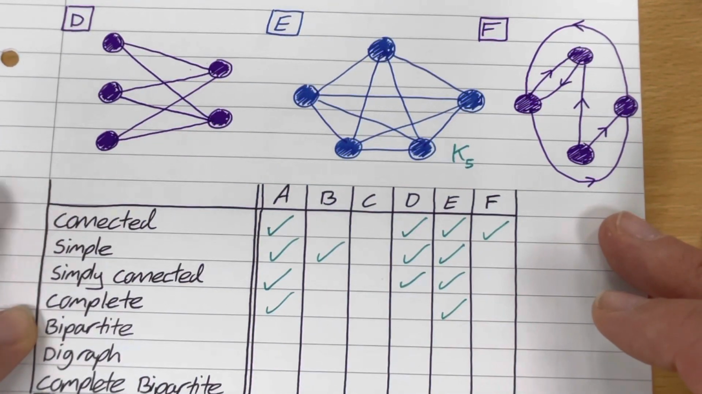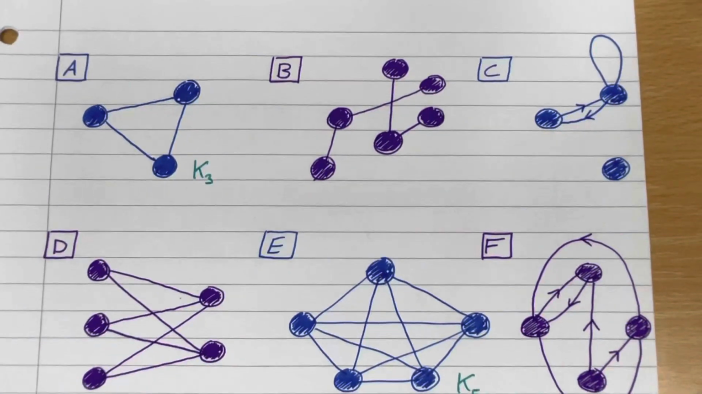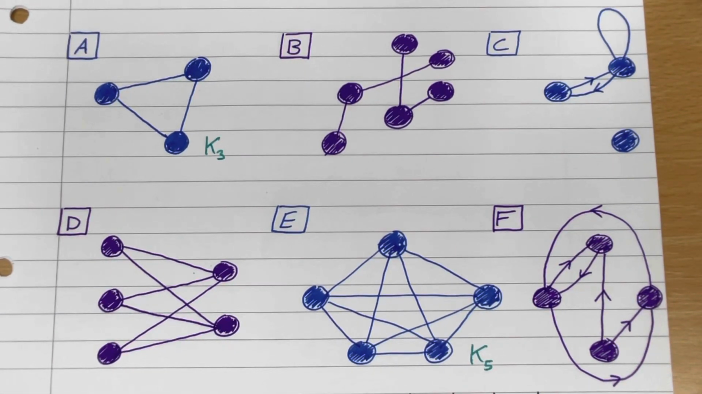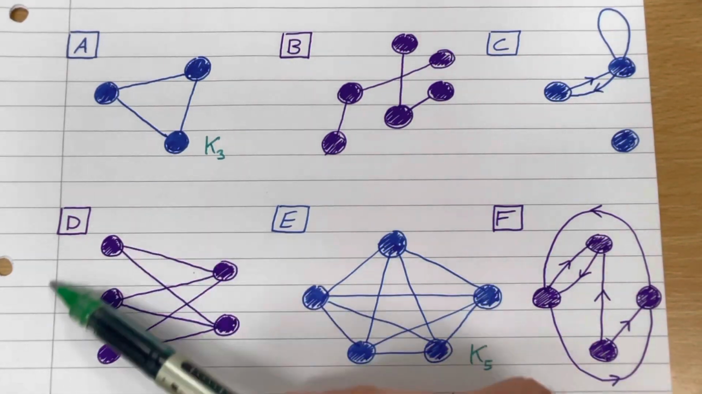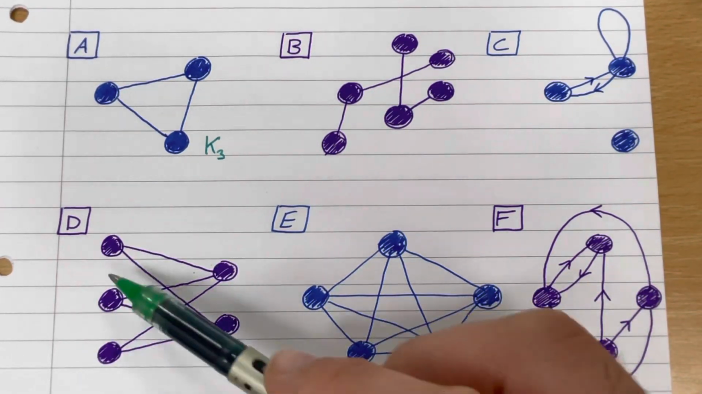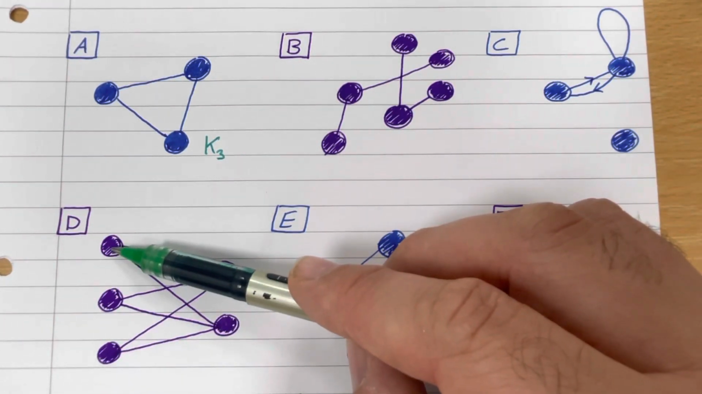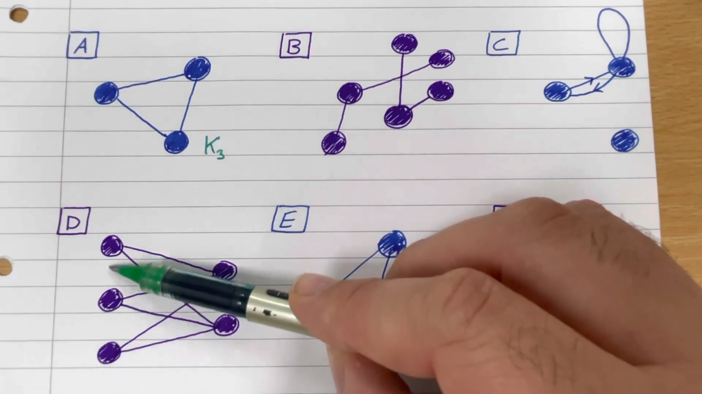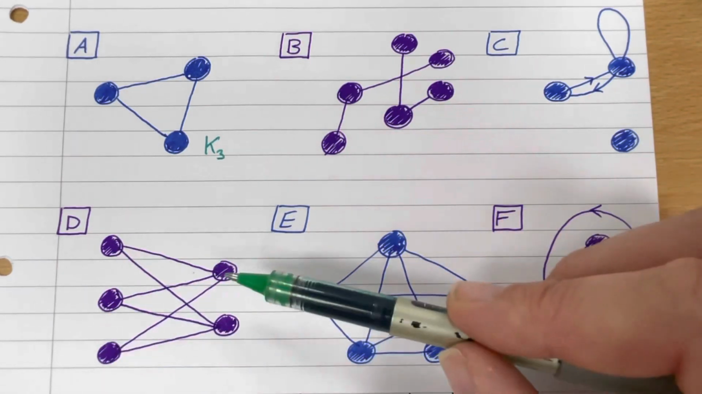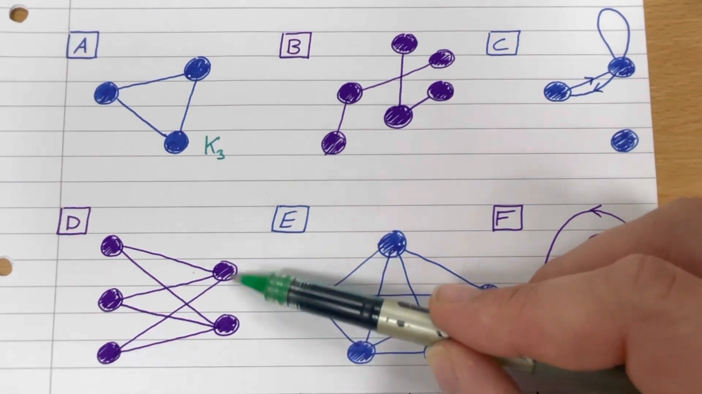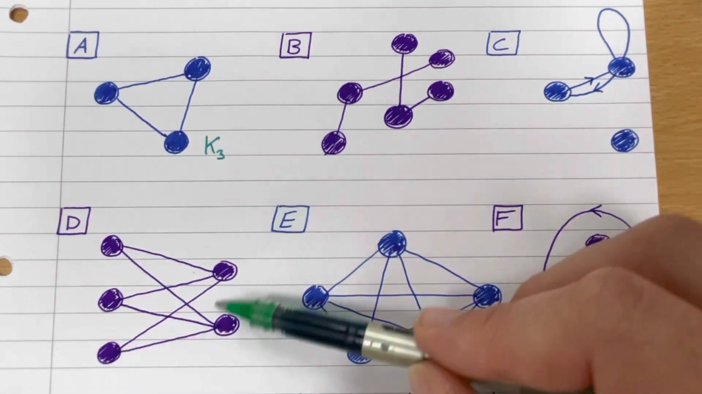Next definition is a bipartite graph. A bipartite graph is a graph where the nodes can be split into two distinct groups such that a node is not connected directly to a node in that group. Normally, bipartite graphs are laid out like D has been laid out. There's one group here, and there's one group over here, and we can see that all of the nodes in the left-hand group do not connect to each other, and all of the nodes in the right-hand group also do not connect to each other. So therefore, this is a bipartite graph.